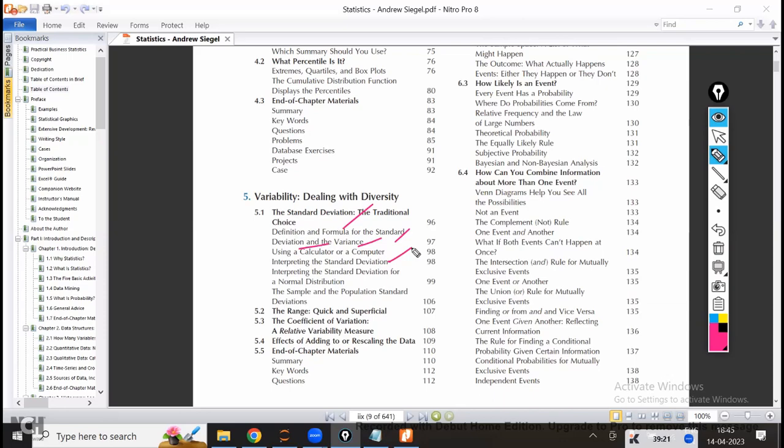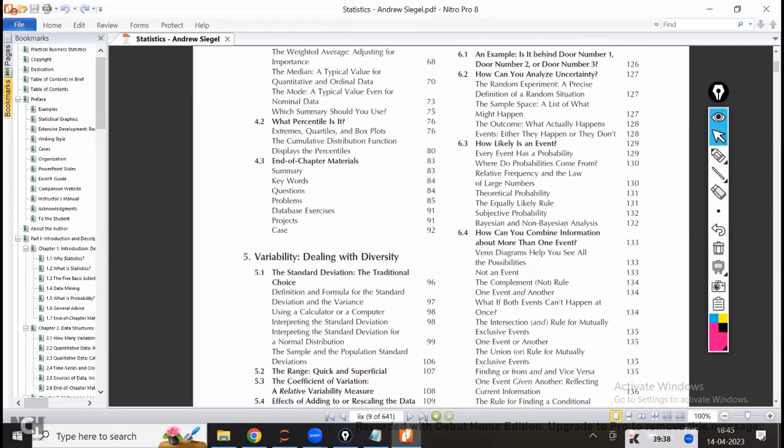Right? Next, what is the difference between a sample standard deviation versus population standard deviation? That also I have told you. And what is range and quotient of variation? This one also I have told you. That is sigma divided by mu into 100, called the quotient of variation. Okay, so this part is also completed.